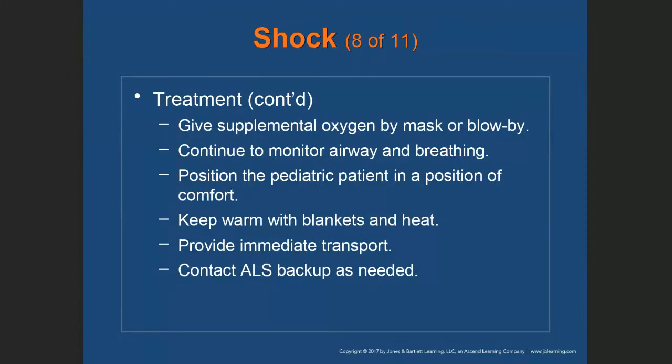Position the pediatric patient in the position of comfort. Keep them warm with blankets and heat, especially the younger pediatric population, because they don't regulate their body heat very well. And we never want a shock patient to get cold. Provide immediate transport, contact ALS backup as needed.